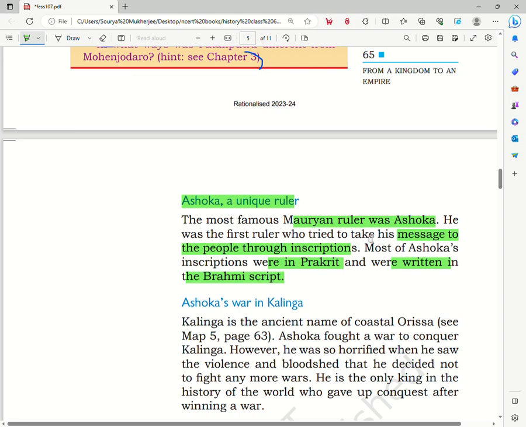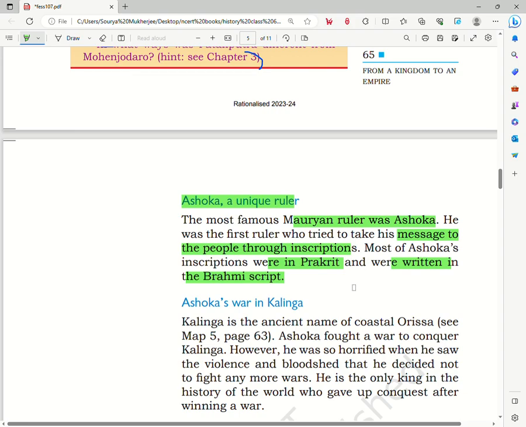So he tried to make his message of Dhamma, that we will read about in the next sections, he tried to teach the message of Dhamma to the people who used to live in his kingdoms through the use of inscriptions. The inscriptions were carved on stone pillars and on the surface of rocks. So these were scattered throughout his kingdoms, and these were written in the local language of the region so that the common people could easily understand his message. And as we see, most of the inscriptions were in Prakrit, the language of the common people, and these were written using the Brahmi script.